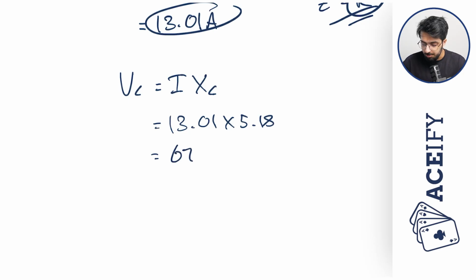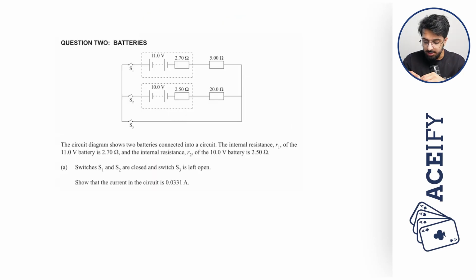The circuit diagram shows two batteries connected in a circuit. The internal resistance R1 of the 11 volt battery is 2.7 ohms, and the internal resistance R2 of the 10 volt battery is 2.5 ohms. Switches S1 and S2 are closed, and switch S3 is left open. Show that the current in the circuit is 0.331 amps.